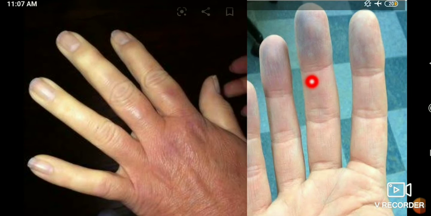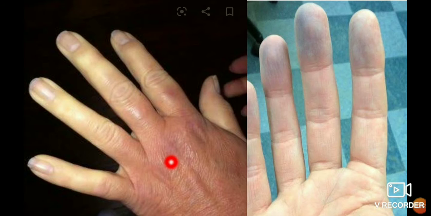See, here there is bluish discoloration at the tip of the fingers, at the nail beds, and at the dorsum of the palm. So, this is a clinical picture of cyanosis. It is actually showing peripheral cyanosis. Later we will see what peripheral cyanosis is and the types of this cyanosis.